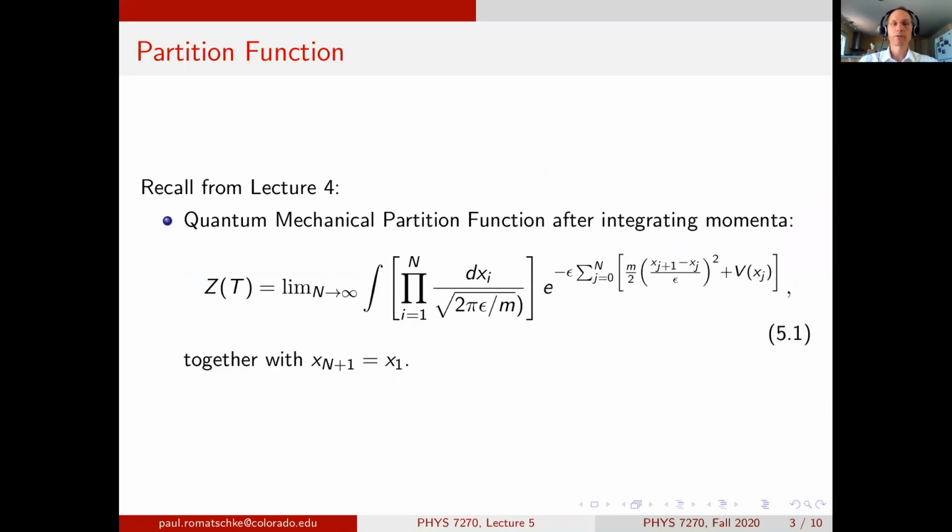In the last lecture, we found that it is possible to write the quantum mechanical partition function as an infinite number of integrals over position space times an exponential, together with the requirement that the position space integrals have this periodicity condition x_1 is x_{N+1}.